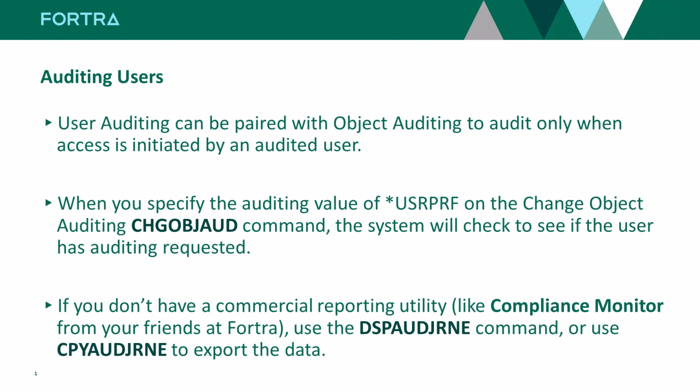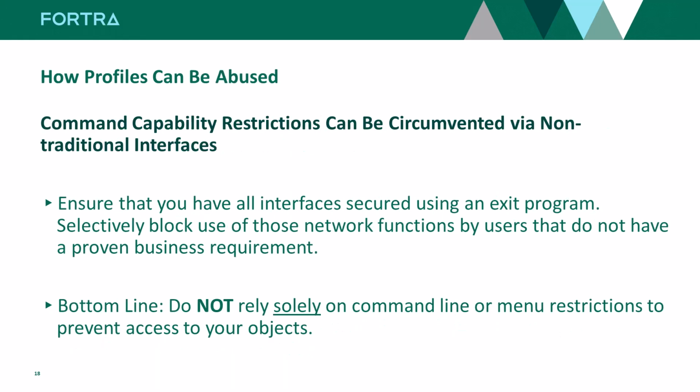Now, user auditing can be paired with object auditing to initiate it only when a user that's being audited accesses a specific object, and you can do that by using the CHGOBJAUD command. Additionally, if you don't have a log application or a utility to view what's in the audit journal, similar to our PowerTech Compliance Monitor, you can also use built-in commands from IBM called DSPAUDJRNE or CPYAUDJRNE, and that'll export the data for you. It just won't be normalized.